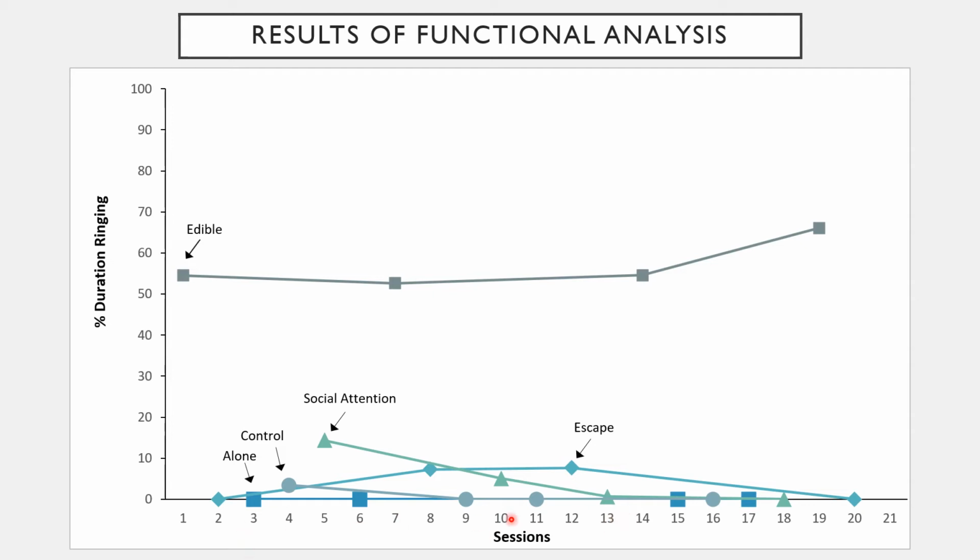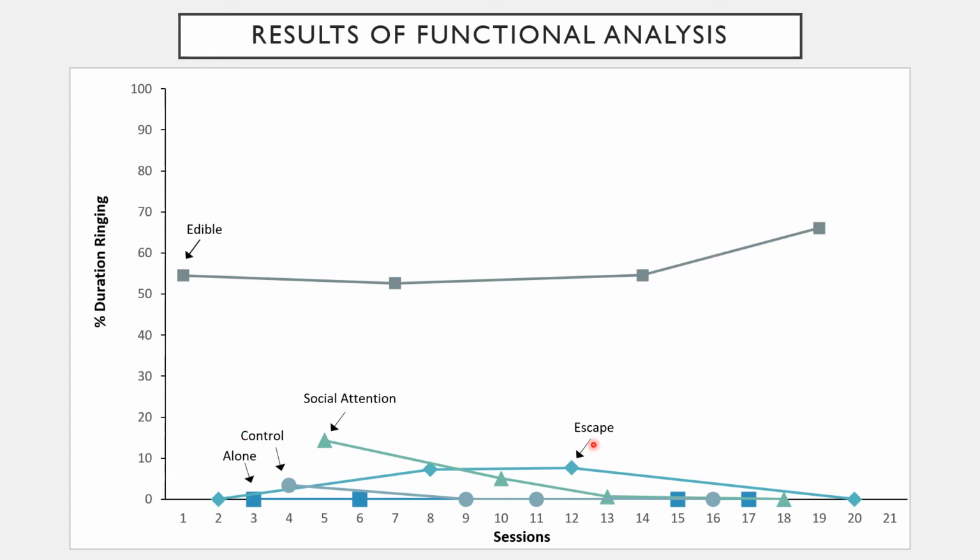Sessions are on the x-axis, and percent duration of ringing is on the y-axis, and our scale goes from 0 up to 100. A higher level of triangle ringing in a particular condition is indicative that that stimulus could be reinforcing Kensington's triangle ringing. So clearly we see here high levels of triangle ringing in the edible condition. It's clearly differentiated from all of the other conditions. It's pretty stable, but it's trending a little bit upward toward the end.